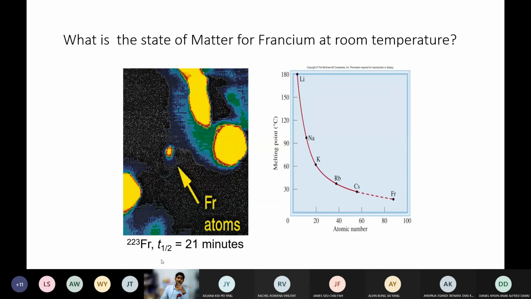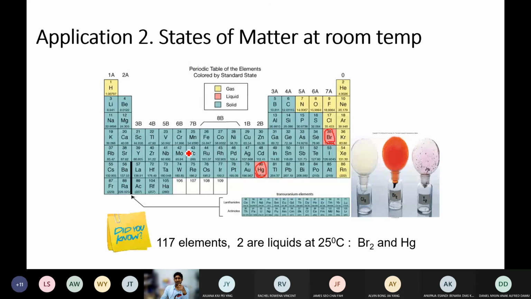For francium, francium was discovered in 1940. It's not very long ago. But the problem is francium does not have much of it. It has not been studied. Many of the characteristics of francium are not known, but it is put here because it is very easy to be oxidized.